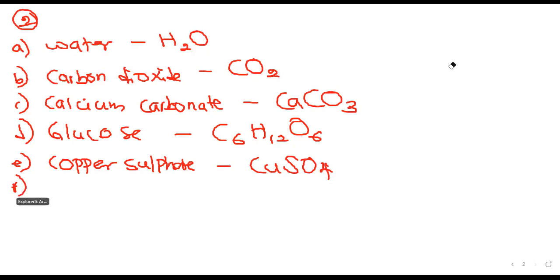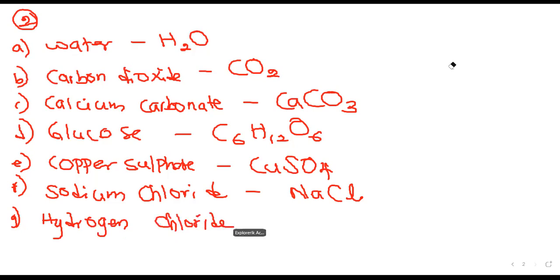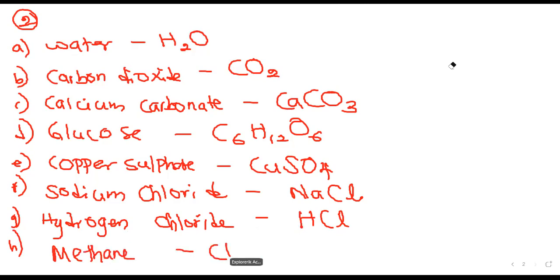Next one, sodium chloride. That is common salt what we use. Sodium chloride is NaCl. Next one, hydrogen chloride. Hydrogen chloride, that is an acid which you can find in the laboratory. HCl. Next is methane, that is CH4. Okay, so this is the set of answers for the second question.